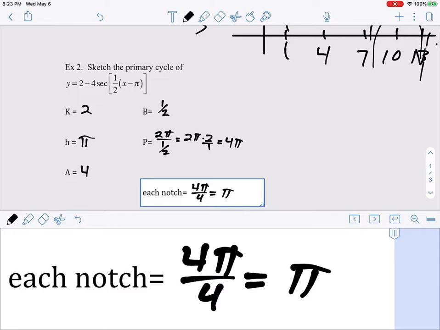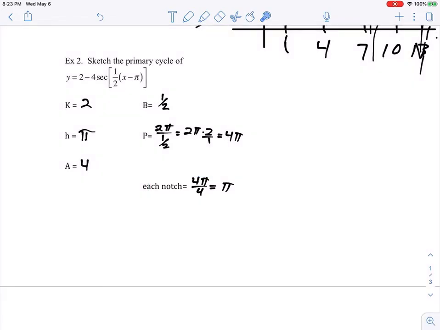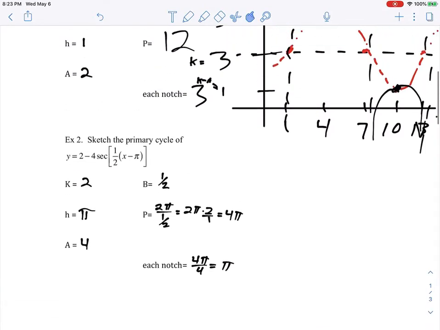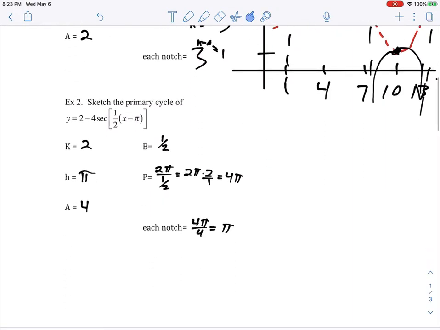Okay, should be pretty simple because what is going to happen here with the math that we do, if you'll notice, our each notch, sorry, let me get rid of this. Our each notch and our h are always going to be in the same terms. For example, up here, our each notch was in normal numbers, and our h was in normal numbers. Down here, our each notch is in terms of pi, and our h is in terms of pi.